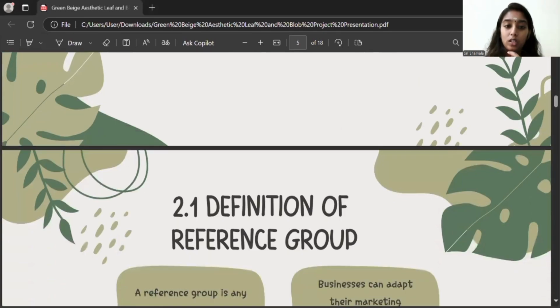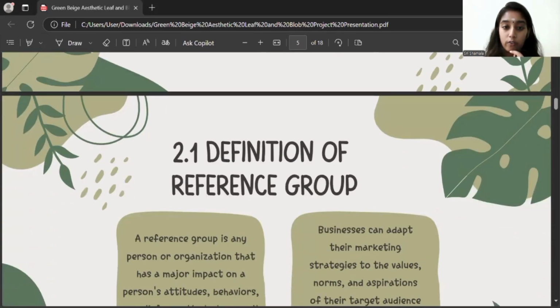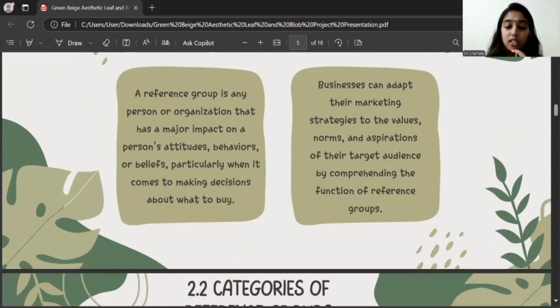So, under 2.0, it will be 2.1, which is the definition of a reference group. Basically, a reference group is any person or organization that influences a person's character or even their buying behavior. These groups actually serve as benchmarks that help us to evaluate our choices.